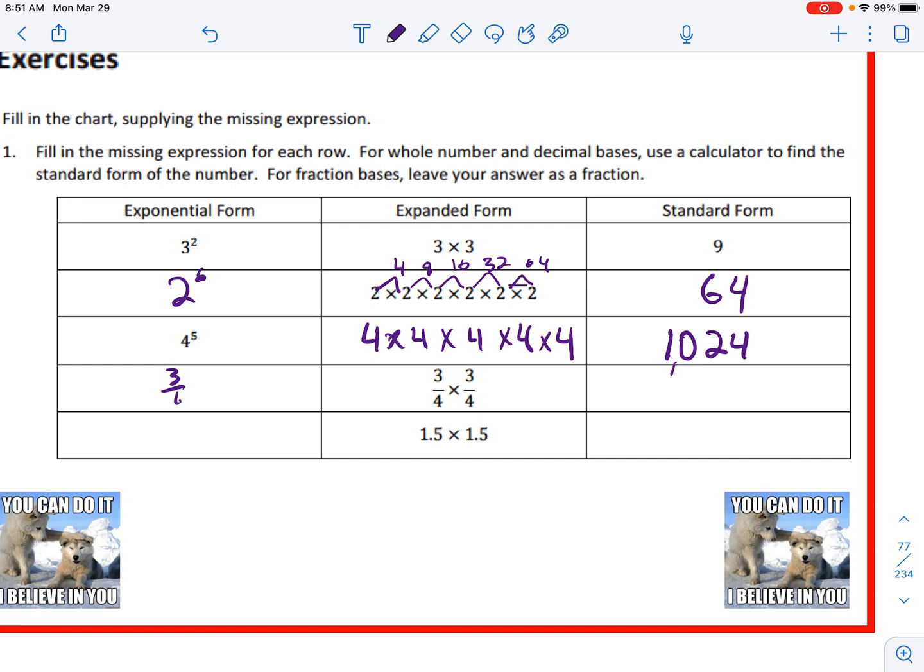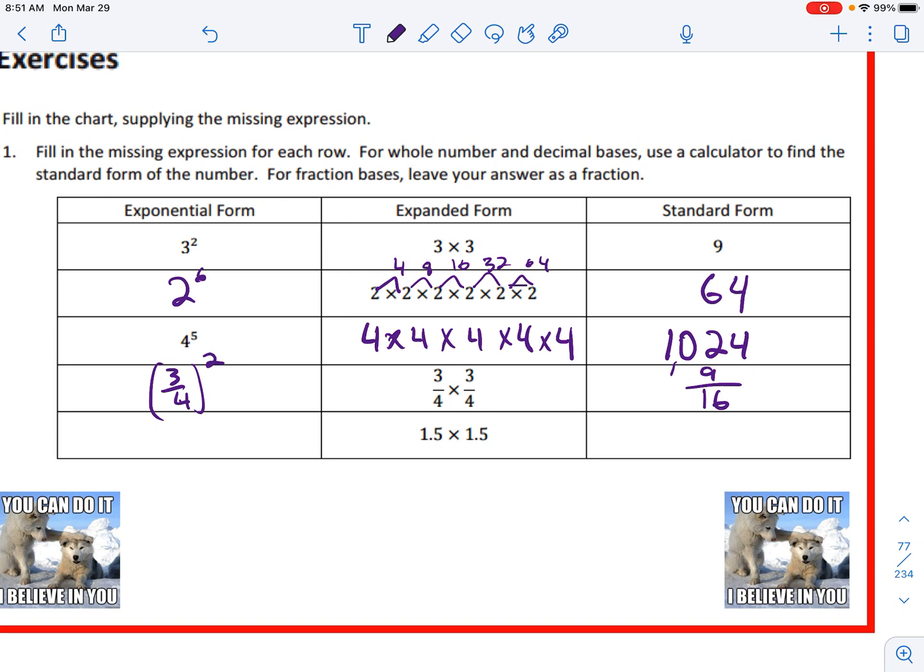Okay. Now we have 3/4 times 3/4. So this is 3/4. Remember, fractions and decimals should be put into parentheses to the 2nd power. Okay, and we just multiply across. 3 times 3 is 9, and 4 times 4 is 16, and that is our answer.